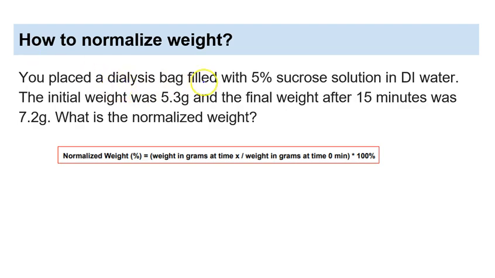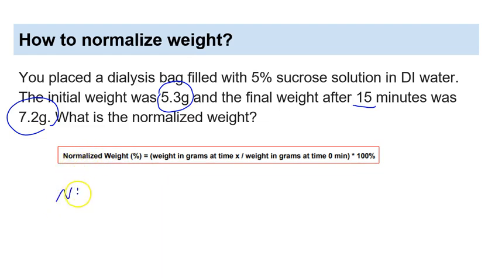You place a dialysis bag filled with 5% sucrose solution in distilled water, and the initial weight was 5.3 grams, and the final weight after 15 minutes was 7.2 grams. And now we need to normalize the weight because of the reason I mentioned. So what do we need? We want to calculate the normalized weight.